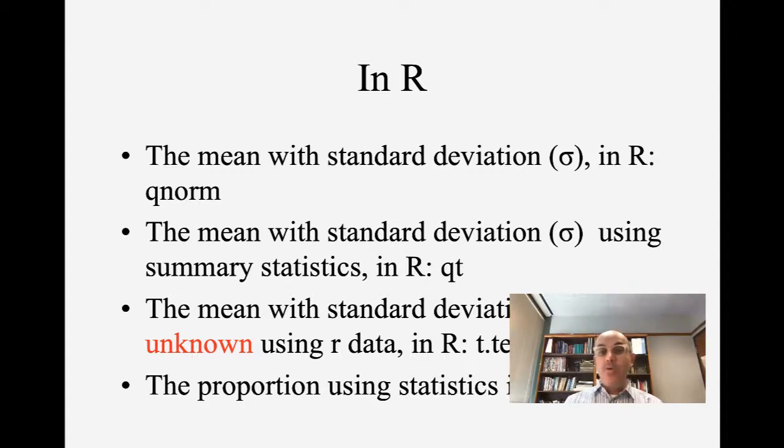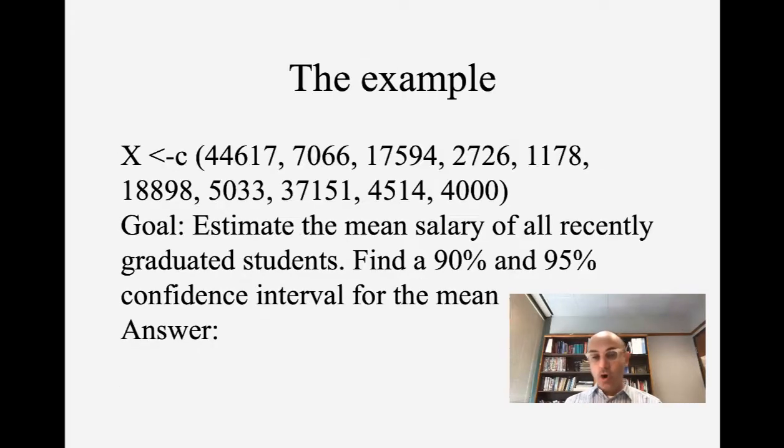And the mean with an unknown standard deviation in R is a little bit more complex. It's called t-test, and we will talk about t-test in the upcoming module. But for now, we will assume that the t-test is the way for us to find it for an unknown standard deviation sample. The proportion using statistics in R is qnorm.